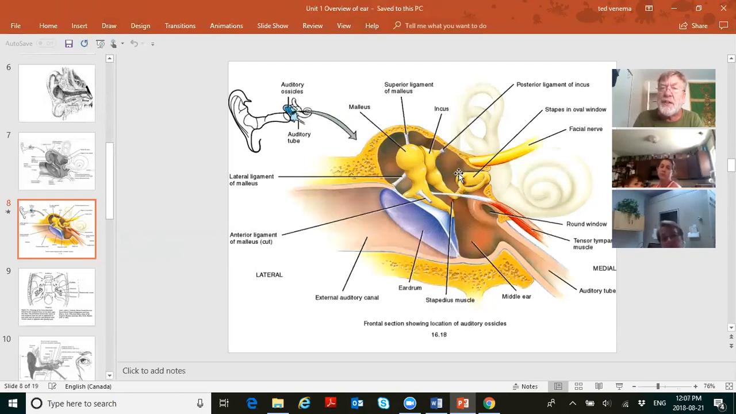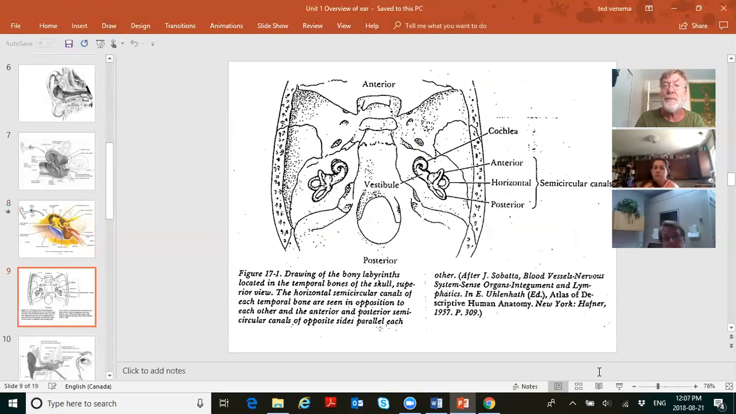The oval window is this. That's the oval window. The stapes has a foot plate on it, shaped like a stirrup, and it pushes in and out of the oval window, and thus wiggles the fluid inside the cochlea, which in turn wiggles the tiny hair cells.